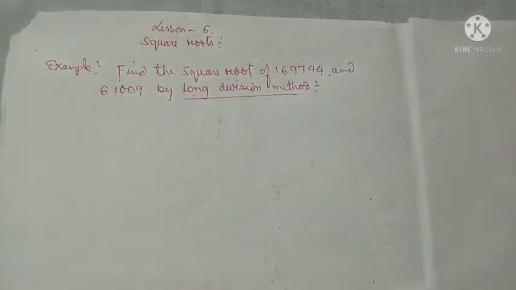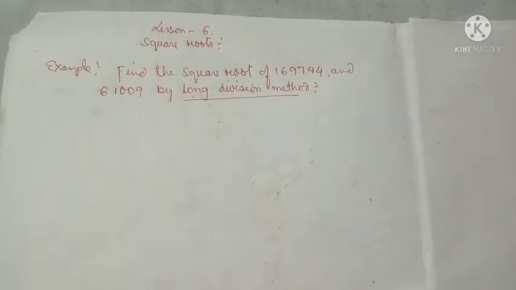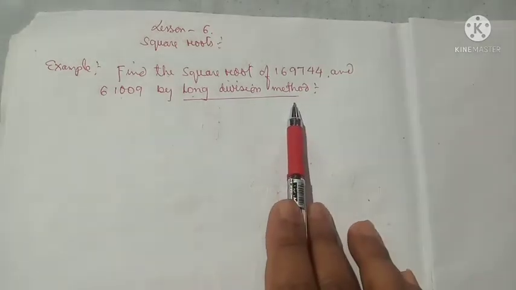In the last class, we learned how to find the square root by using the prime factorization method, by using repeated subtraction, and the last one is by using the long division method. The long division method can be used for any numbers, whether big or small, or even if it is not a perfect square. This is very useful.